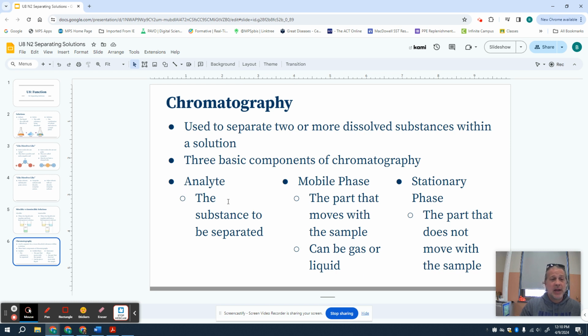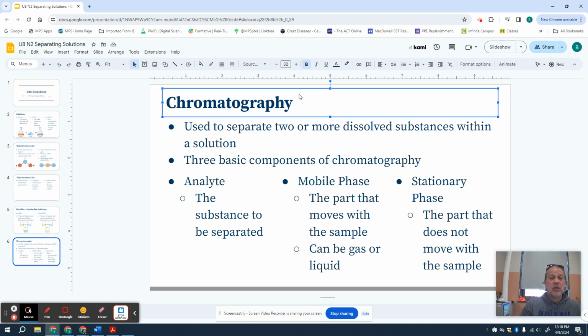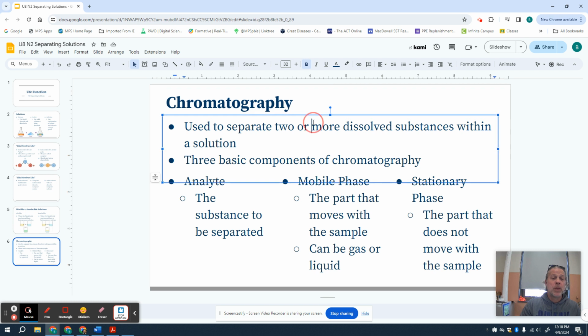Which brings me to the idea of chromatography. Chromatography is used to separate two or more dissolved substances within a solution. So in our lab, you had to separate salt from water, and you just boiled the water out, and you were left with salt. That would work really well for one thing dissolved in a solution. Now we're talking about more than one thing being dissolved in a solution, and one of the ways that we can separate those substances is a laboratory technique called chromatography.